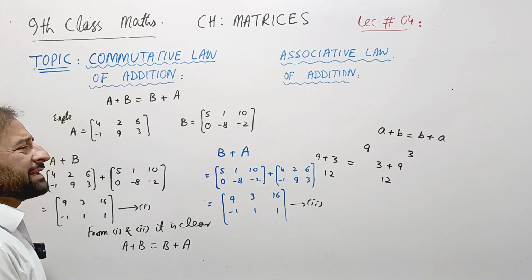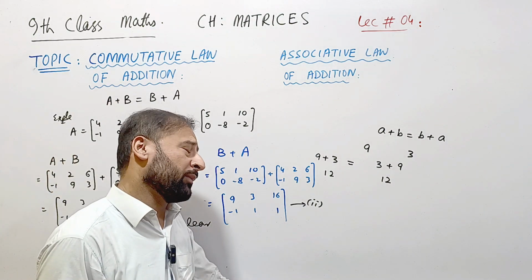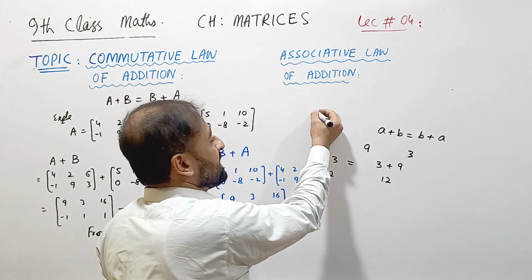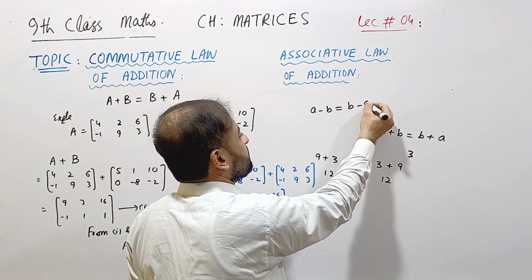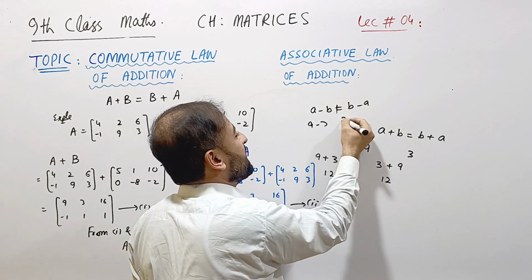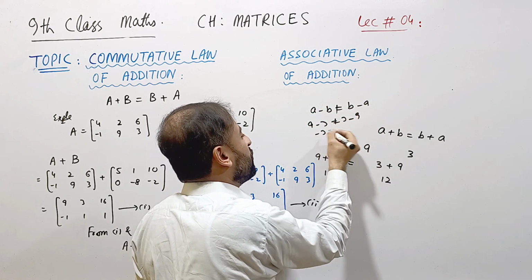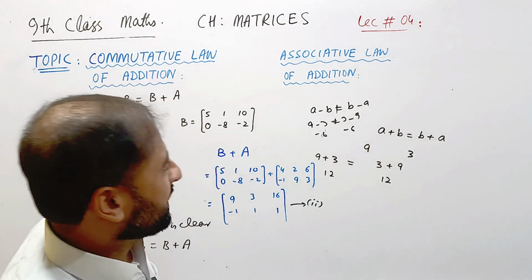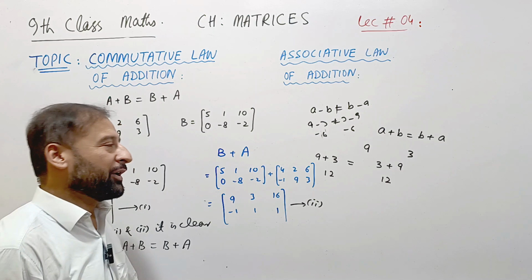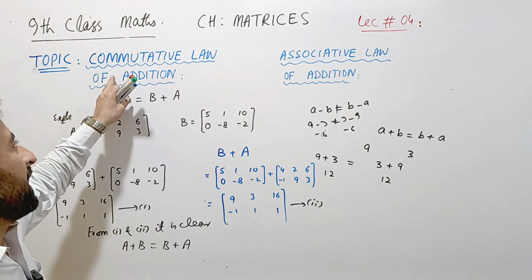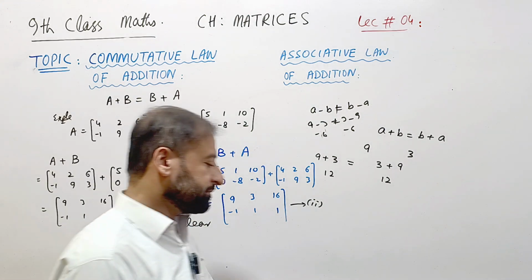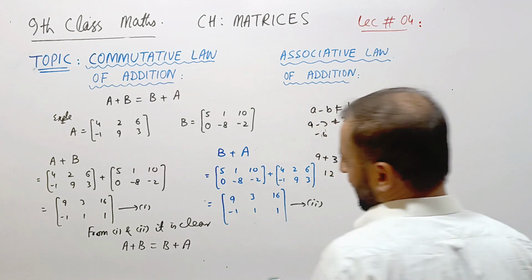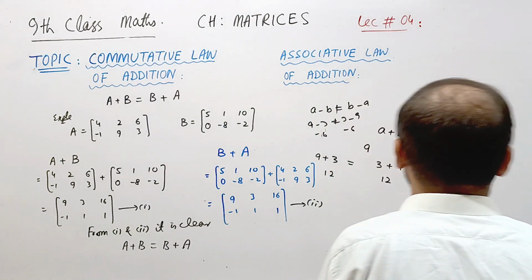And of course, in subtraction, there is no commutative law. A minus B is never equal to B minus A. Like 9 minus 3 and 3 minus 9 are not equal. Commutative law doesn't hold in numbers. Same is the case in matrices for the subtraction operation. It holds for multiplication, but multiplication is our next topic. Right, students? It is called commutative law of addition.